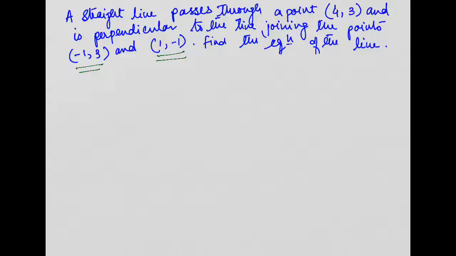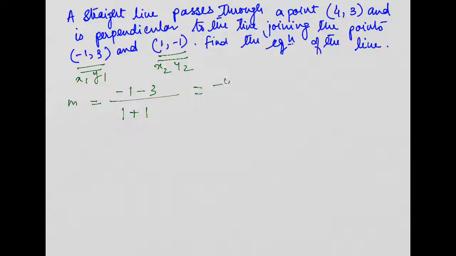Hence, I will consider this as my x2, y2 and this is my x1, y1. And then I find the gradient of the line joining these 2 points. It is minus 1 minus 3, and this 1 minus minus 1, so it's a plus 1. So it is coming as minus 4 by 2, which is minus 2.